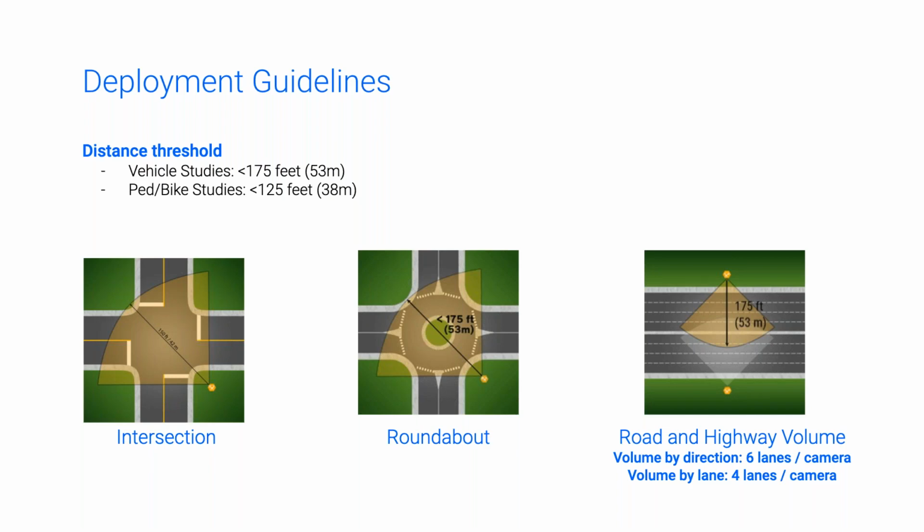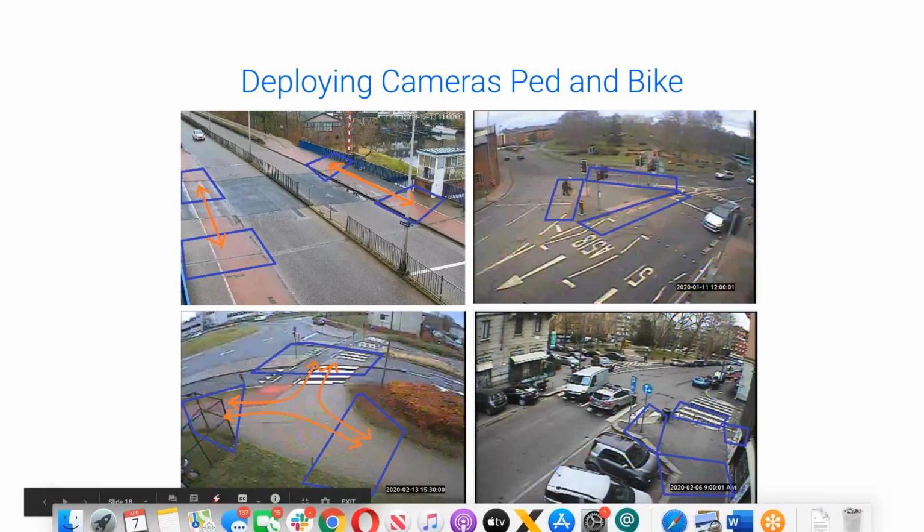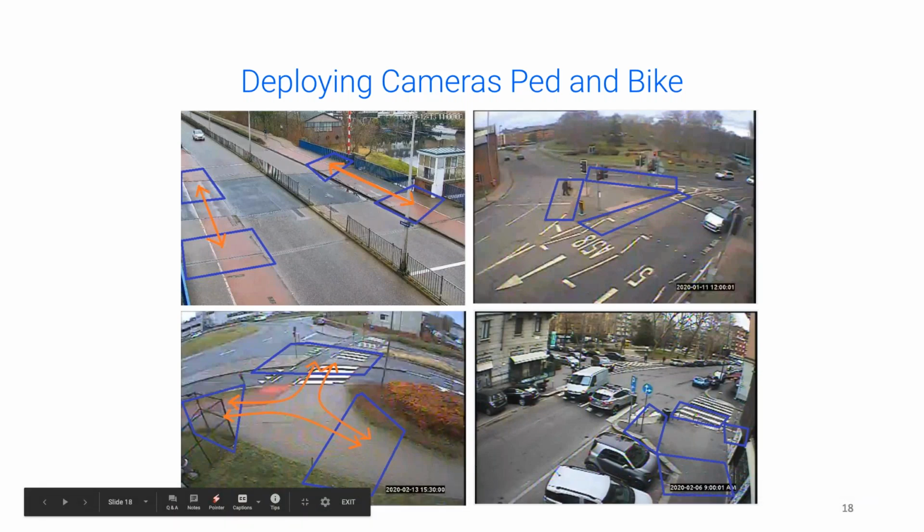Not shown here, but for pedestrian studies, as a reminder, it's 38 meters from the camera to the furthest movement for best accuracy. So I have a few examples. The first one here is deploying a camera for ped and bike studies. There's one image of a ped pathway, alongside a highway. We can also just do standard crosswalks. And then there are a few examples here of pedestrian junctions. Those are the ones that are going to give you full movements, whether the people are turning right or left. Again, the closer you can be, the better the accuracy will be.